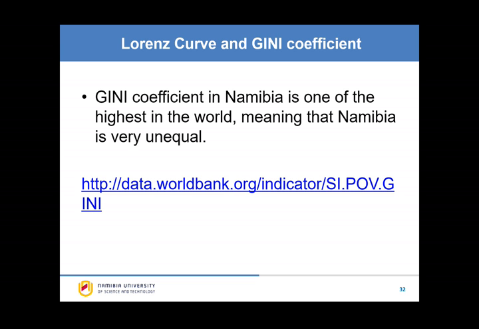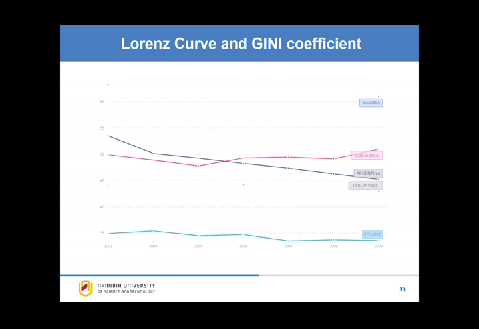So, as a final exercise, you should check in this link the measure of the Gini coefficient for Namibia, as well as compare it to other countries, maybe other countries from the area, like Zimbabwe, South Africa, Zambia, Botswana, just to see how we are within our geographical context.